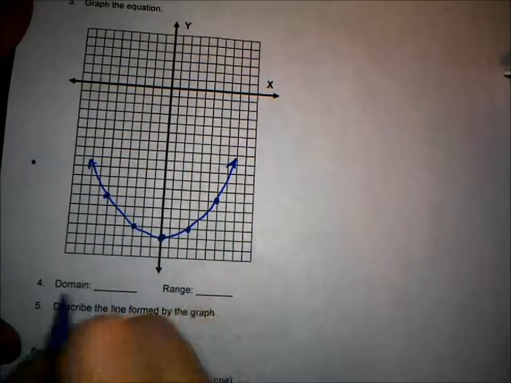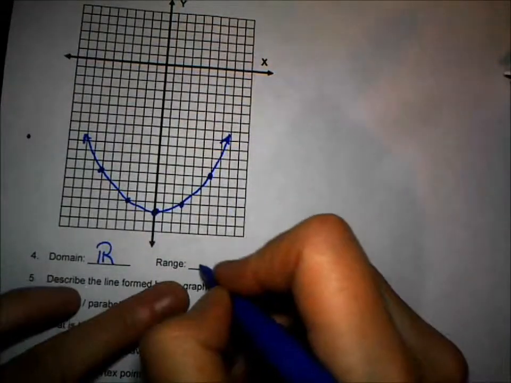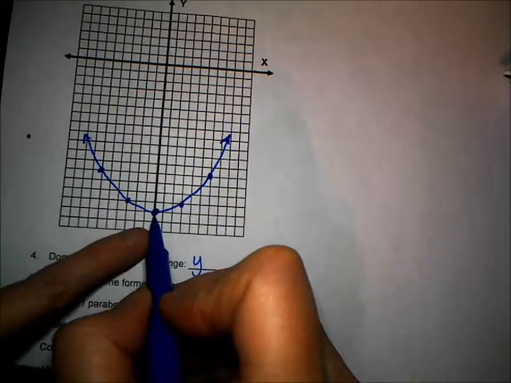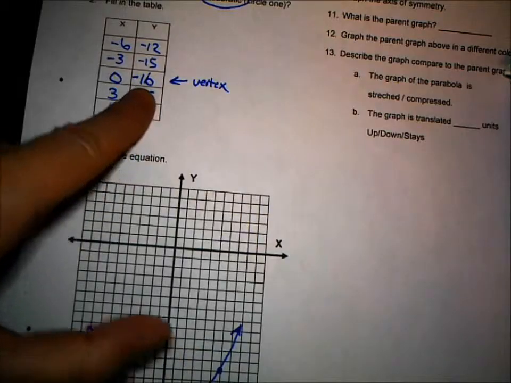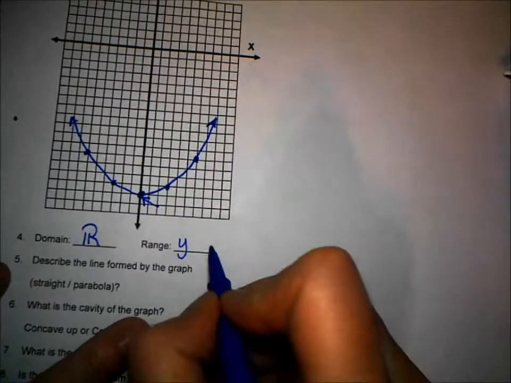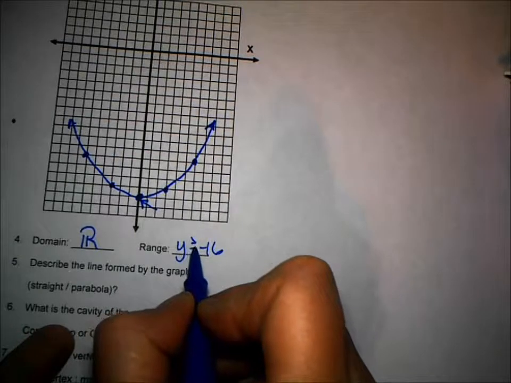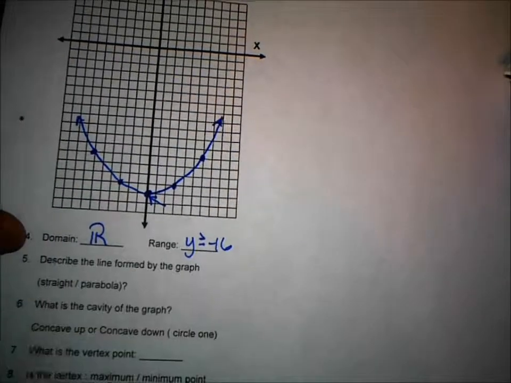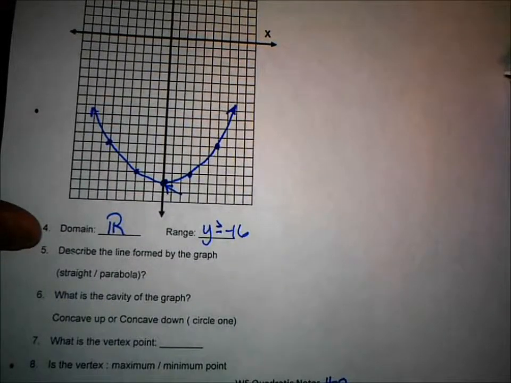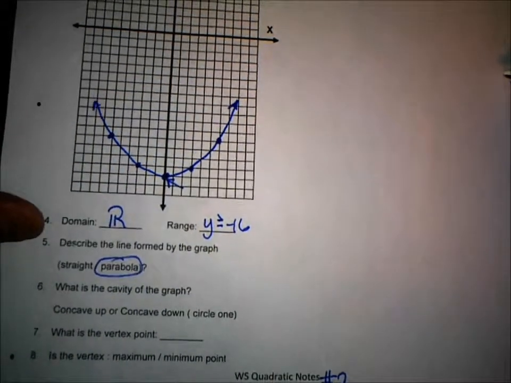Okay, that means my domain, as you have seen, is all real numbers, but the range, this point down here at the bottom, is very, very crucial. Remember, it pertains to your vertex because I know that it was at negative 16. So that is my other number, and then the graph is above it, so make sure you use the greater than or equal to symbol to represent the range for this particular graph. Once you describe the line formed, is it a straight line or a parabola? Well, this is a curved graph, so that means this is a parabola.